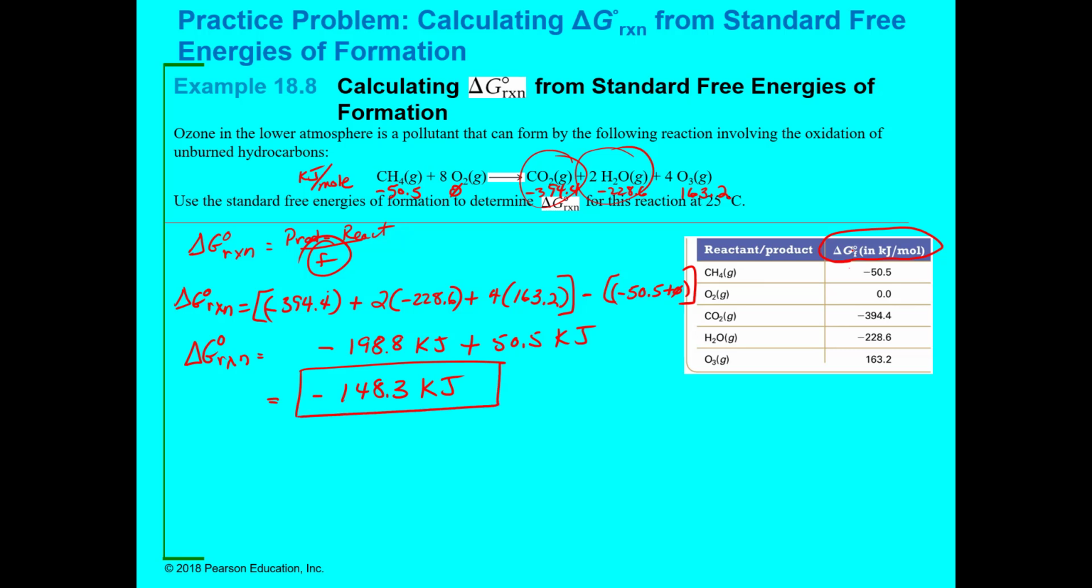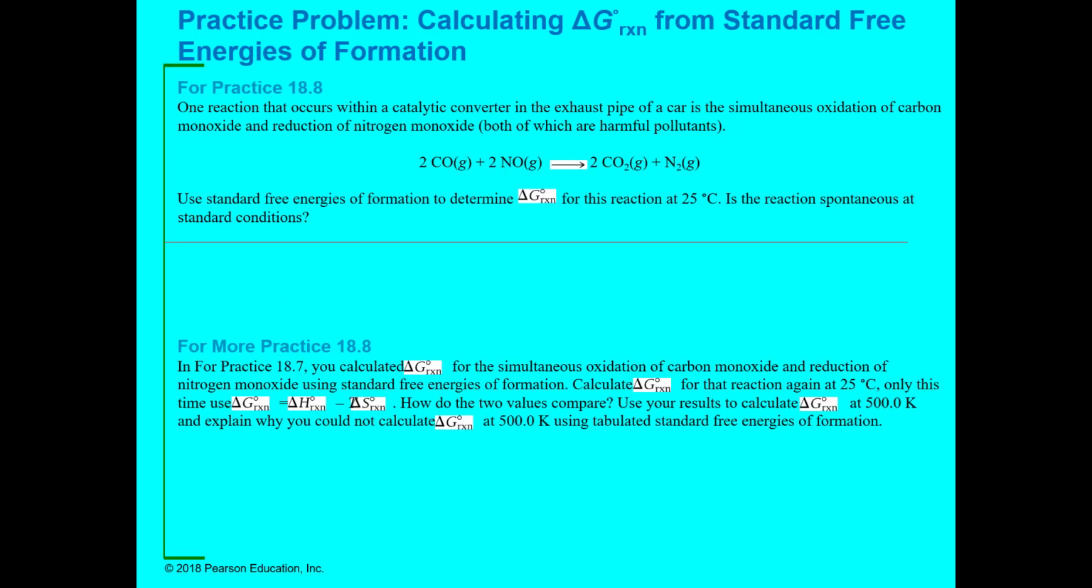Okay, so this is the method of formations. So if you're given the method of formations, then you just have to do products minus reactants to find your delta G. Just like if you had delta H zero of formation, you do the same thing. So for all three of these things, you did it exactly the same way. And I gave you plenty of practice on this one at different temperatures and all that kind of good stuff.